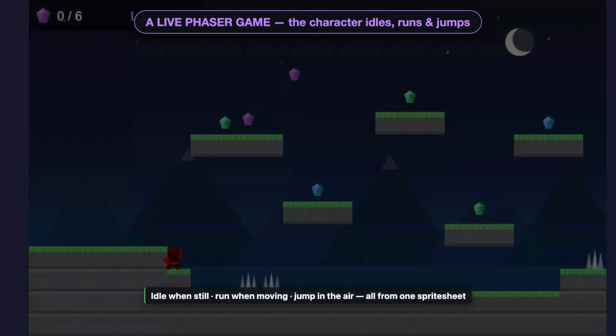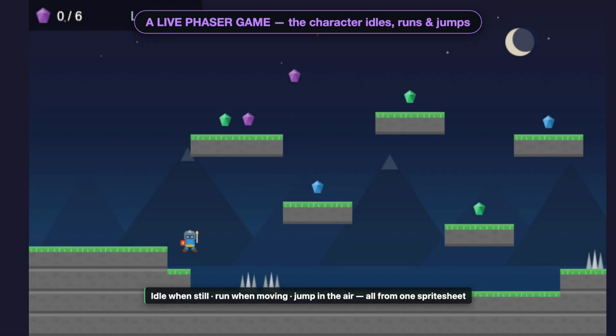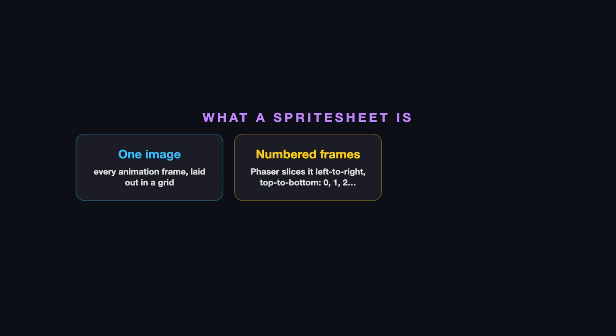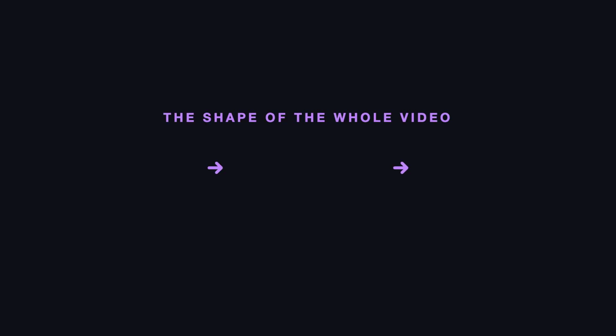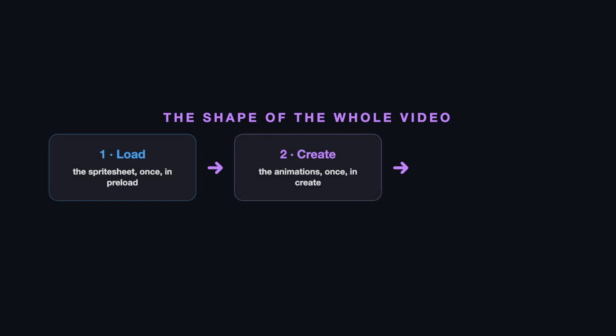None of that is extra art flying around. It is one small image, a sprite sheet, and a handful of lines of code. That's the entire trick, and by the end of this video you'll be able to do all of it yourself. So what actually is a sprite sheet? It is a single image that holds every frame of your animations, laid out in a grid. Row by row, frame by frame. Phaser slices that one image into numbered frames, then flips through them fast enough that your eye reads it as motion. Same idea as a flipbook.